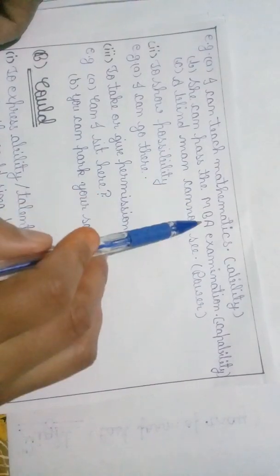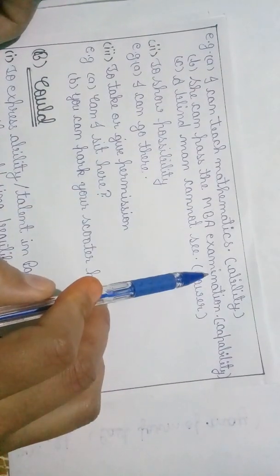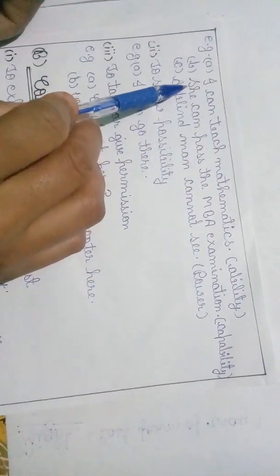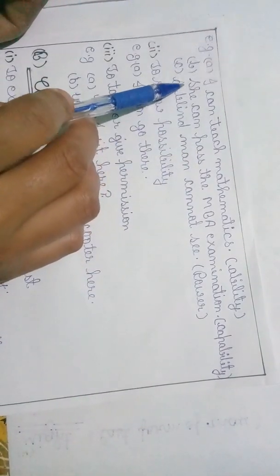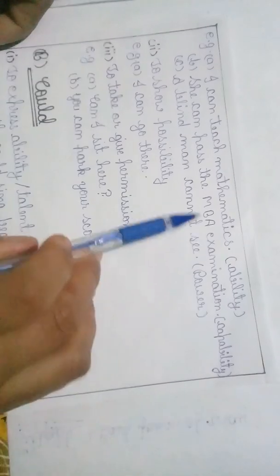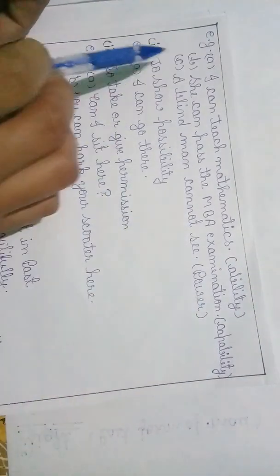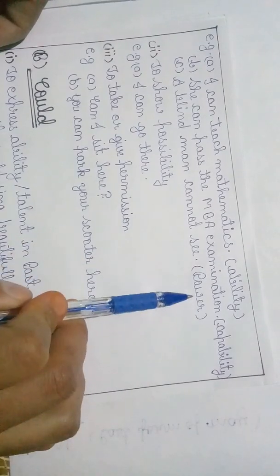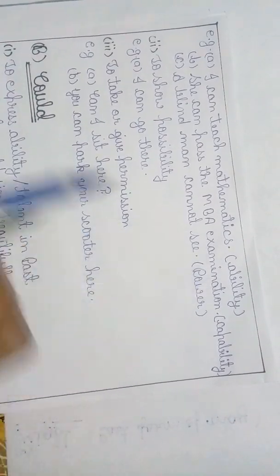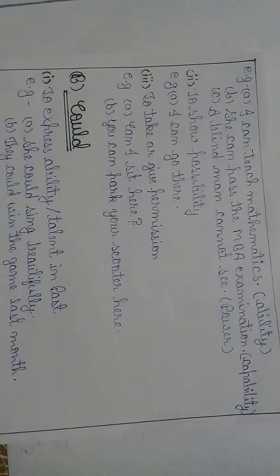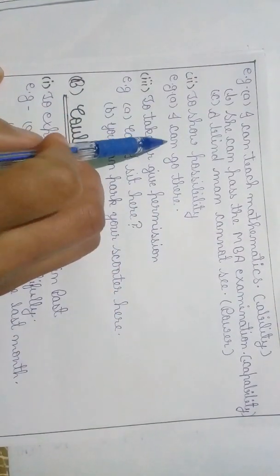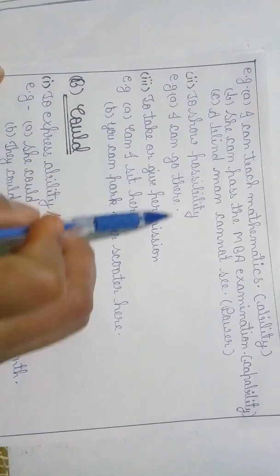She can pass the MBA examination. It is the capability of the person that she can pass the MBA examination. In third statement, a blind man cannot see. It shows power. Okay. Number 2, to show possibility, we can use can. I can go there.